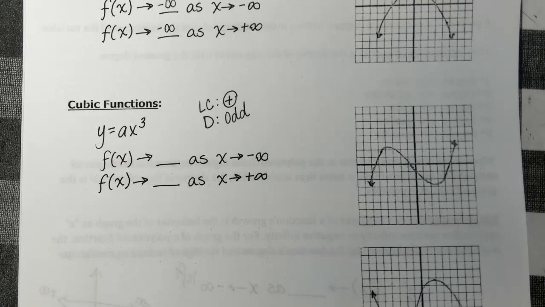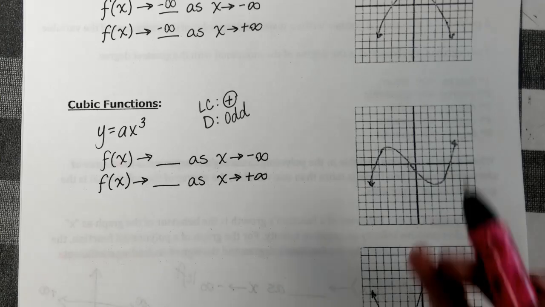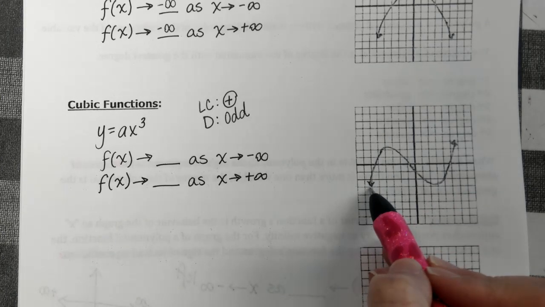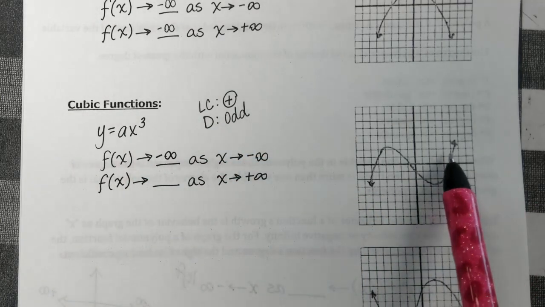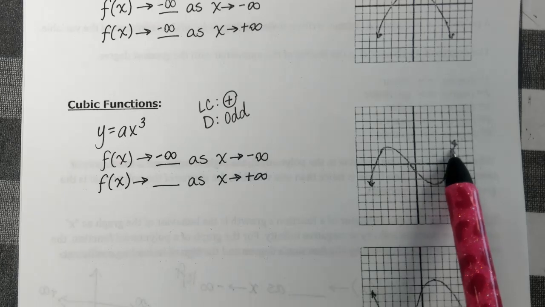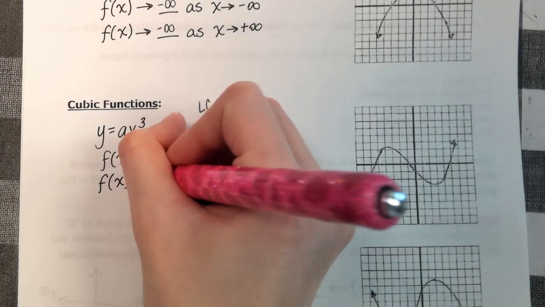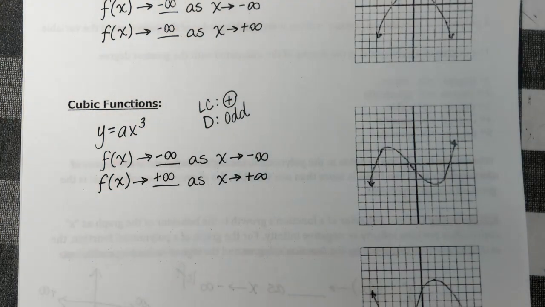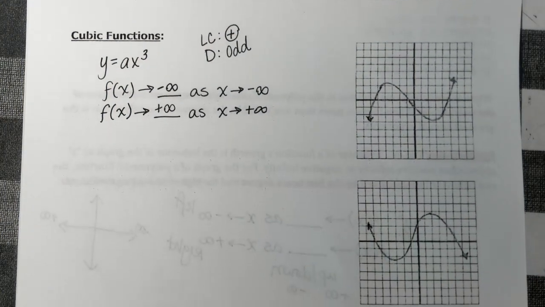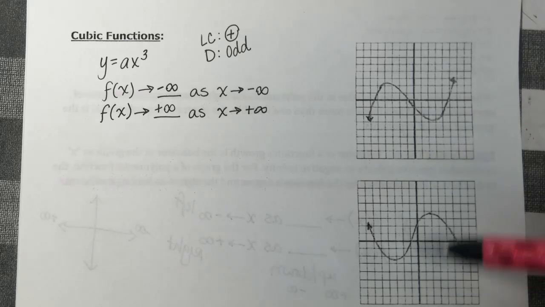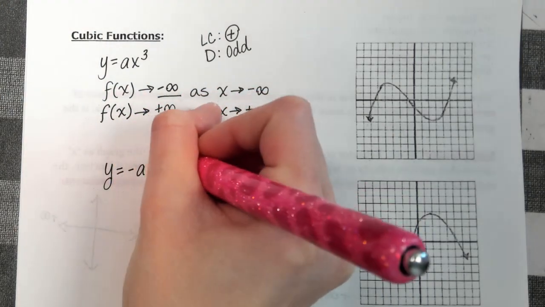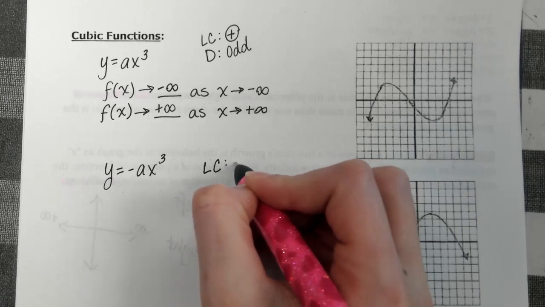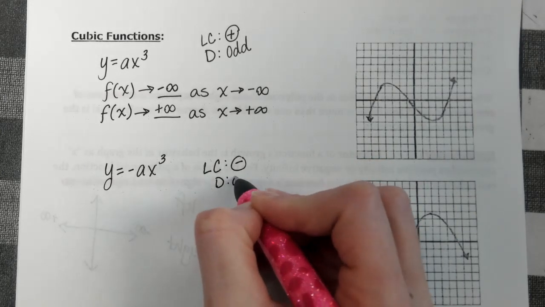Okay, on the left, where's my graph going? It's going down, so what would I put? Negative infinity. On the right, where's it going? Up, so f of x approaches positive infinity. Okay? Now what happens between this graph and the next graph? It's flipped. So this is an example if you had y equals negative ax cubed. So now my leading coefficient is negative, and my degree is still odd.